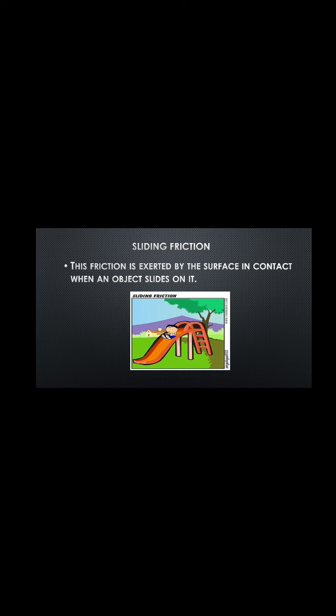These are both the examples of kinetic friction, because in both the friction the object undergoes movement. So when the object moves by rolling, that friction is rolling friction. When the object slides over the surface, then the friction which comes into existence, that is sliding friction.